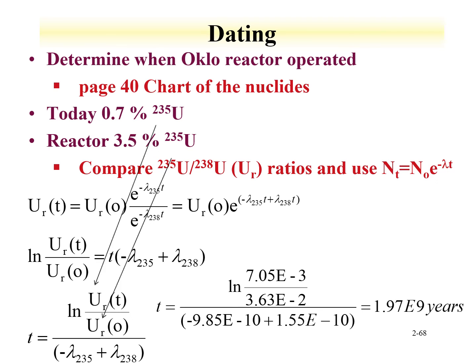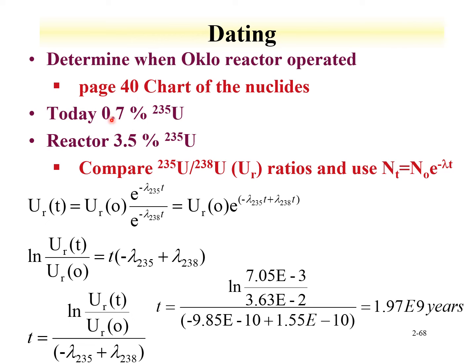Today, 0.7% of uranium is 235. And if we look at a reactor with light water, with regular water, the uranium-235 needs to be at 3.5%. The half-life of uranium-235 is shorter than the half-life of uranium-238. So fundamentally, there's a clock set up that if we know the uranium-235 to 238 isotopic ratio today, and we want the amount of uranium-235 to be 3.5% at time 0, let's compare the 235 to 238, and we'll call it this uranium ratio, and use our regular decay equation.